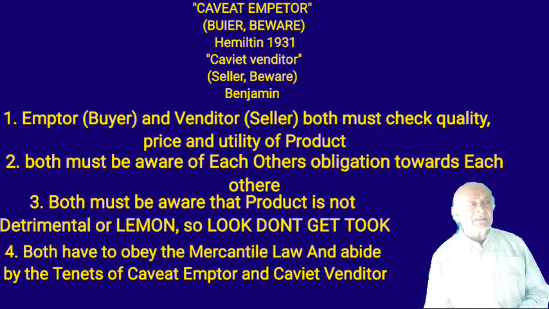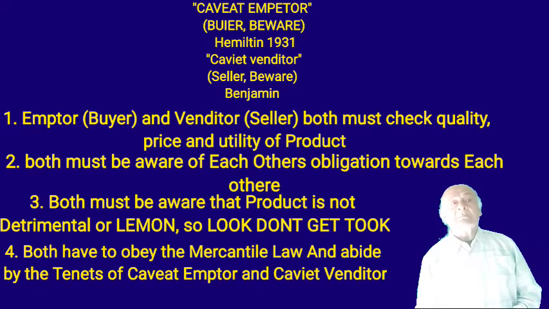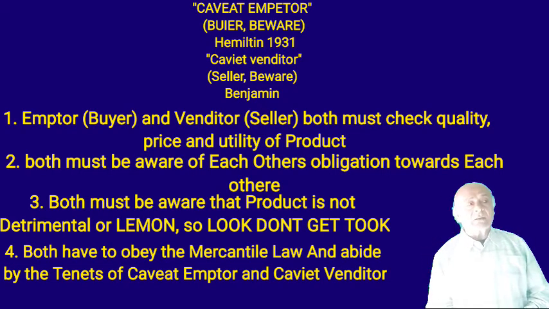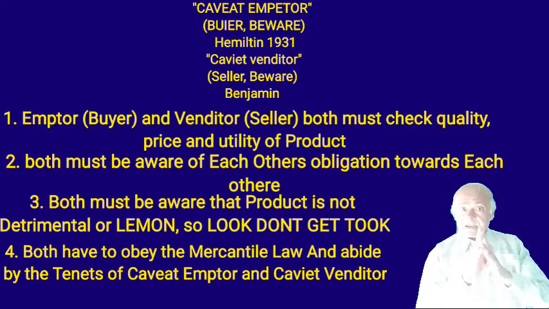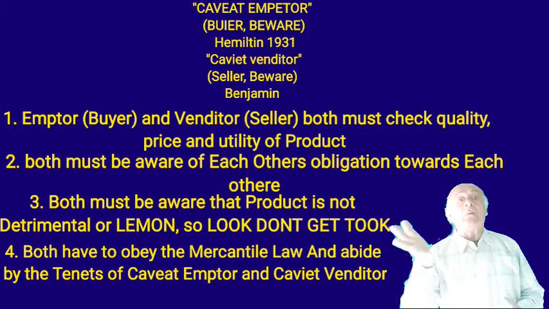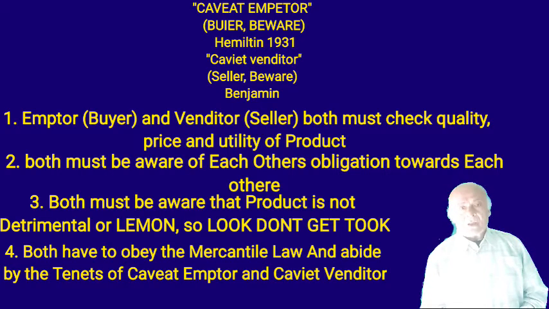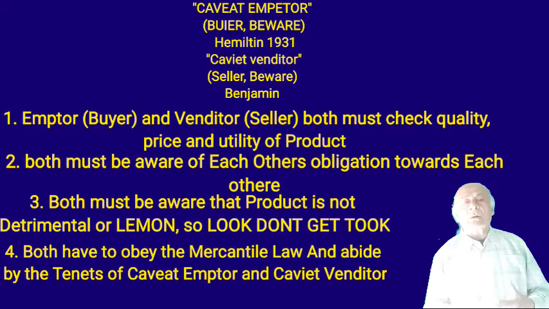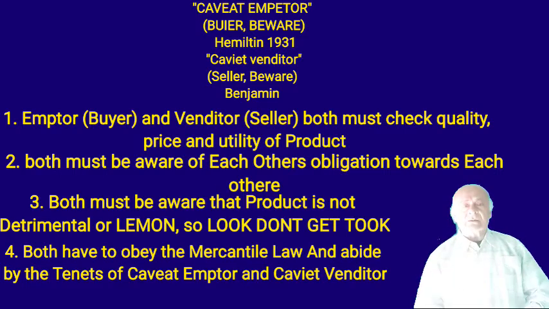So point number one is, emptor and venditor, buyer and seller, both must check the quality of the product, price of the product, utility of the product, ingredients of the product, expiration date of the product. You cannot just leave every single thing to the seller, saying that he gave me the expired drug. You go to the consumer court, the first thing that the judge is going to ask you is, did you check the date when you bought it? You say no. Did you check the ingredients when you bought it? You say no.